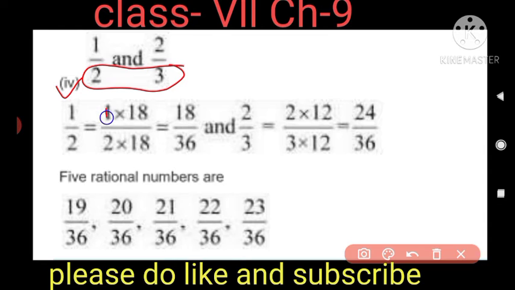Now suppose I multiply 1 upon 2 by 18, so what will the denominator be? 36. Now with 3 also we have to make 36. So what do we have to multiply 3 with? We have to multiply with 12. Then it will become 36. We can take a different number also. We can multiply with 6 also. 6 1s are 6, 6 2s are 12. That will also be right.